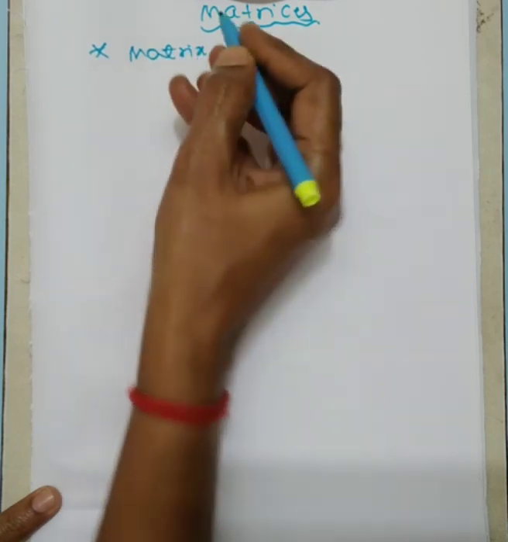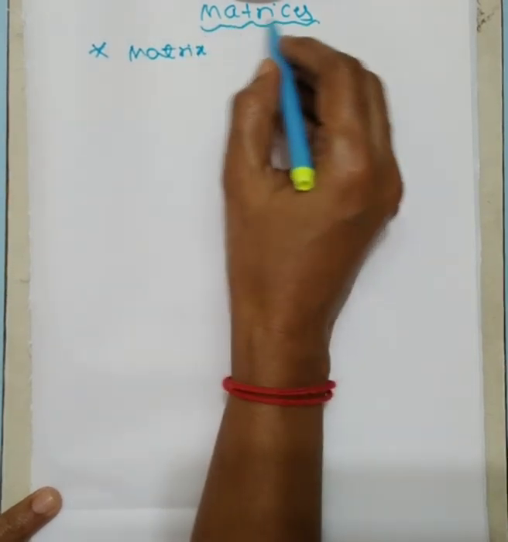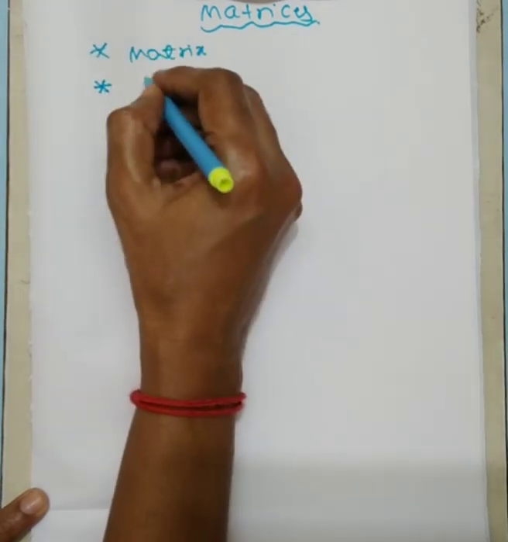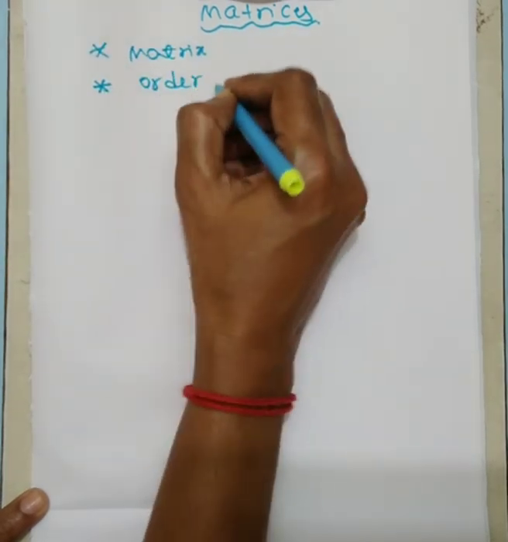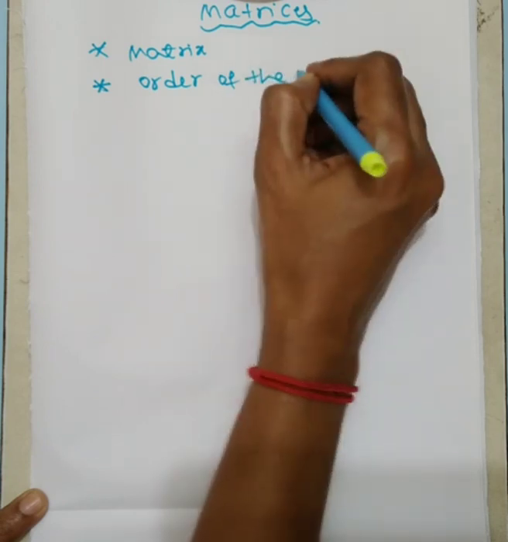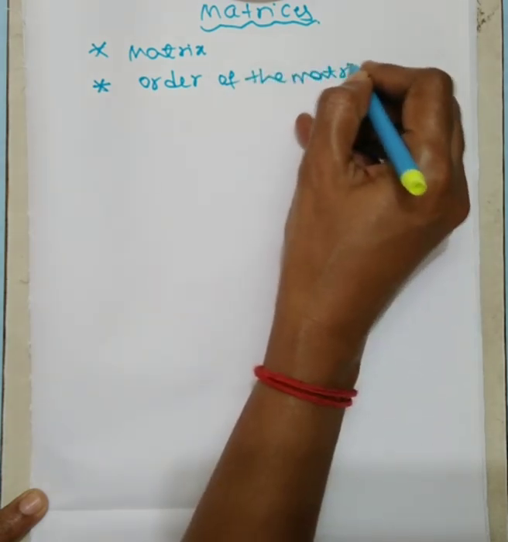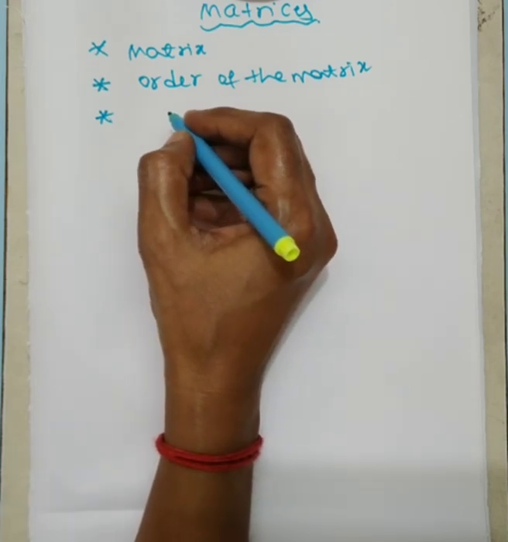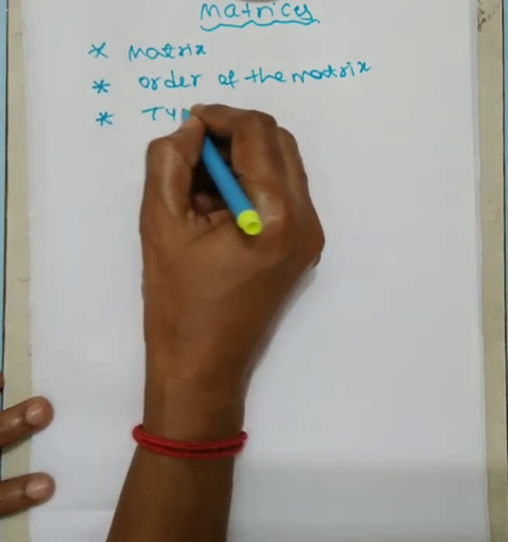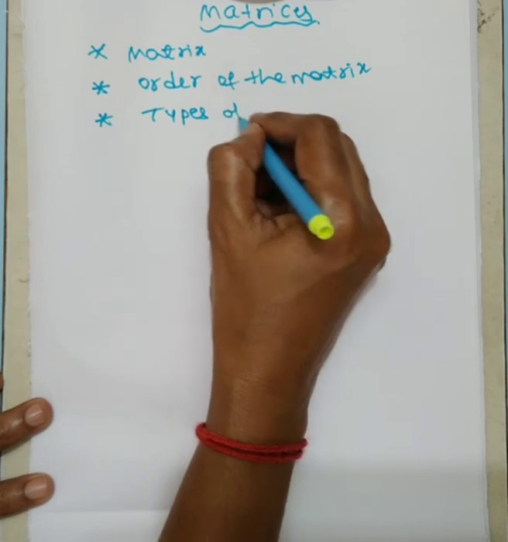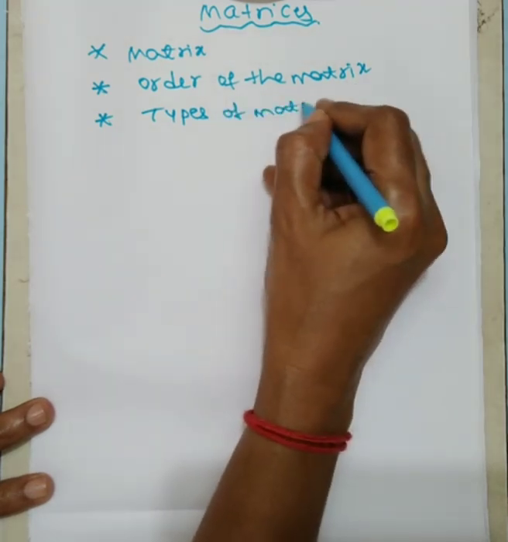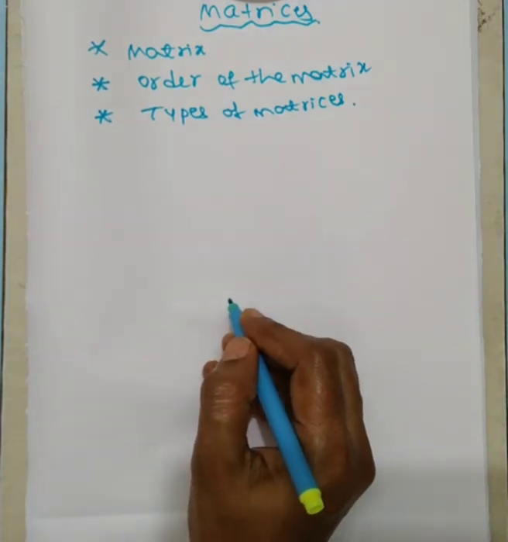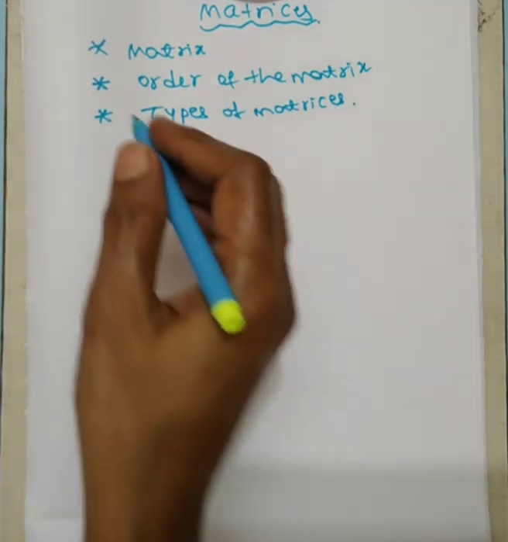What is a matrix? Matrix is the singular form and matrices is the plural form. Next, the order of the matrix. Next, types of matrices. So now let us see what is a matrix.